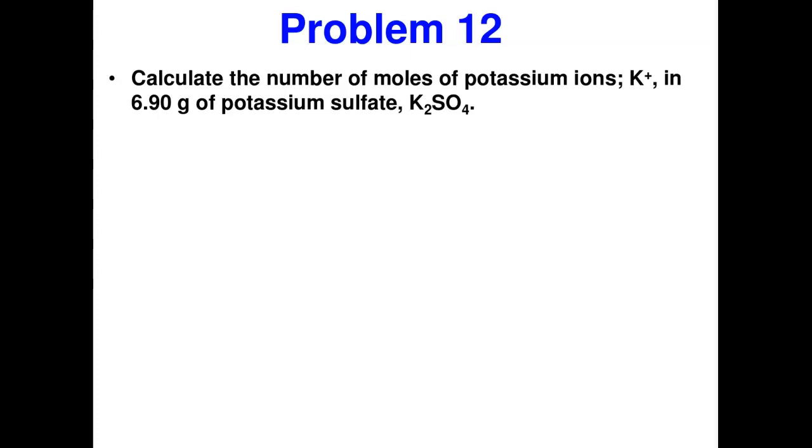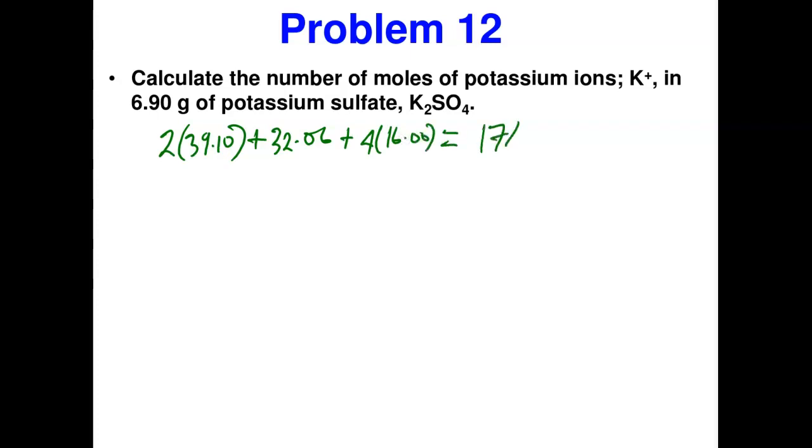The first thing you need to do, since grams of this compound is involved, is calculate the molar mass. If you calculate the molar mass, there are 2 atoms of potassium, and one weighs this, so you multiply by 2, plus sulfur weighs 32.06, plus there are 4 oxygen atoms there. If you add everything together, you're going to have 174.26 grams of K2SO4.